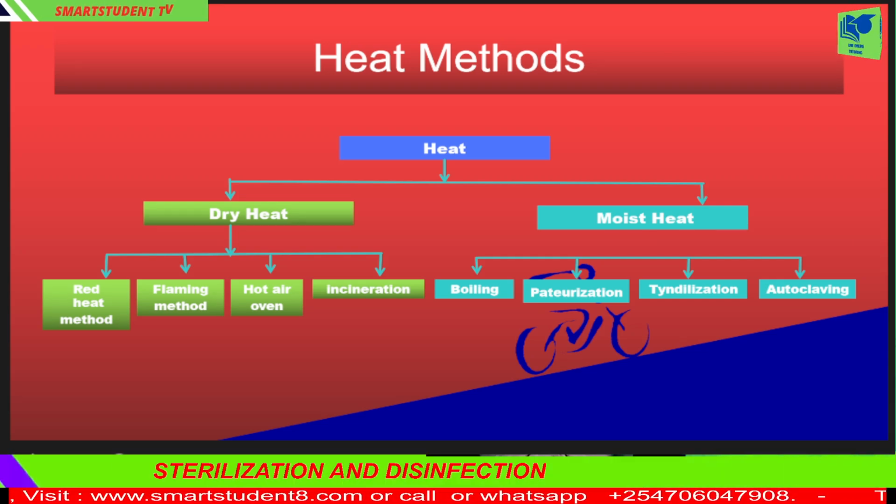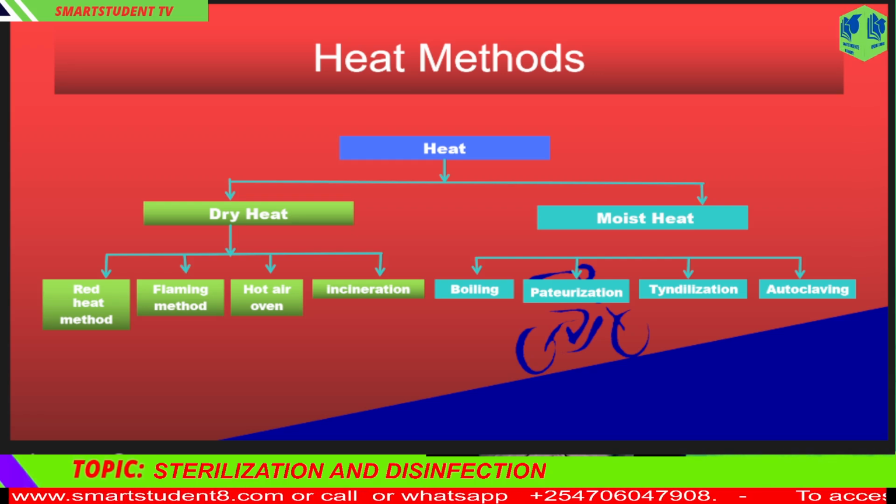It works by denaturing proteins, disrupting cellular structures, and oxidizing essential components in microorganisms. Heat sterilization is divided into two major types. Dry heat sterilization. Dry heat sterilization uses hot air without moisture to kill microorganisms.